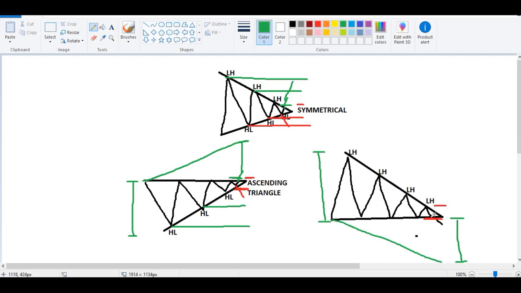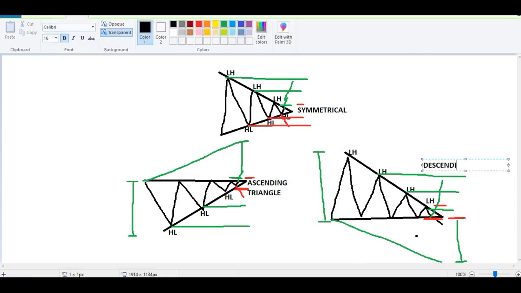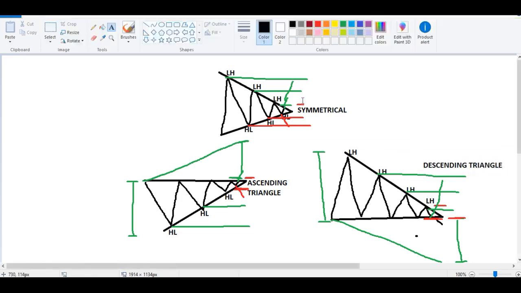Okay, now suppose it breaks towards the upside, so I will enter on the breakout towards the upside, and my targets will be the first swing high and the second swing high. Okay, and stop loss will be on the opposite end here. So this is called my descending triangle, right? So we have the symmetrical triangle, the ascending triangle, and the descending triangle.